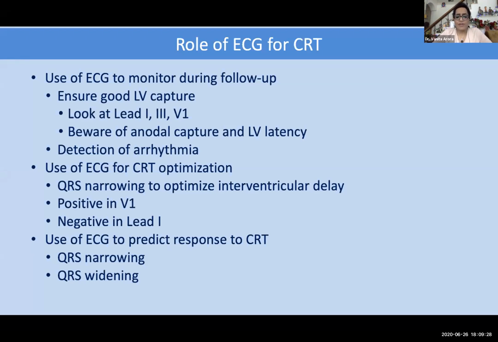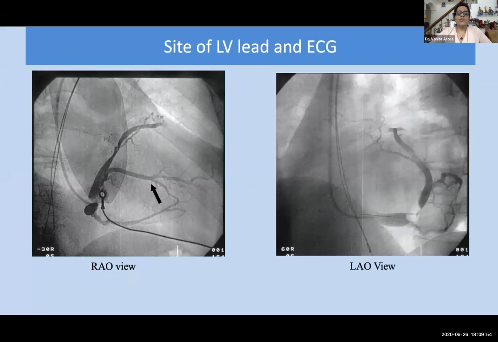The detection of arrhythmia has to be seen, whether the patient is in atrial fibrillation or is having frequent VPCs. You have to look at the narrowing of the QRS and optimizing the delays. The V1 has to be positive, which ensures the LV force is more than the RV force. Lead 1 is negative. That ensures that the lateral part of the LV is activated first. So there is no shortcoming to selecting a good vein and placing your lead in the posterolateral or the lateral branch of the coronary sinus.